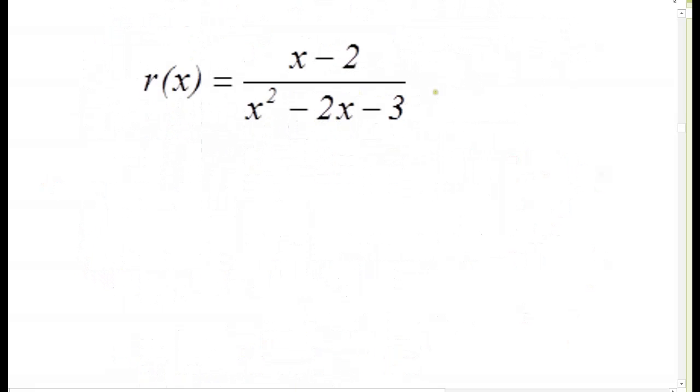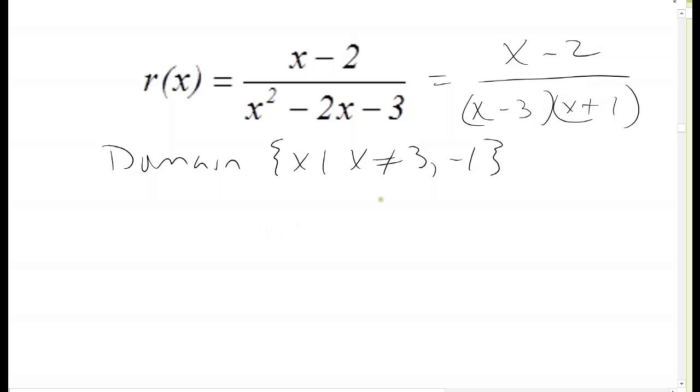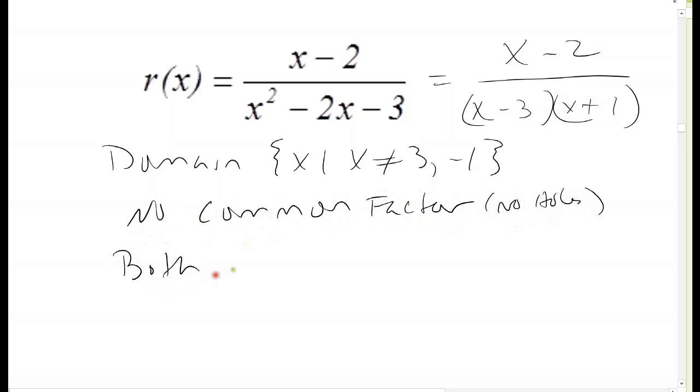Next example. x minus 2 divided by x squared minus 2x minus 3. So again, x minus 2 up top. Factor the bottom into x minus 3 times x plus 1. So no common factors again, right? Domain: those can't be 0, so every x such that x cannot be 3 and -1. No common factors, which means there are no holes in the function. Both x equals 3 and x equals -1 give me vertical asymptotes.